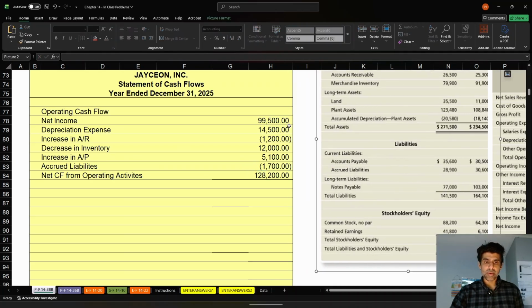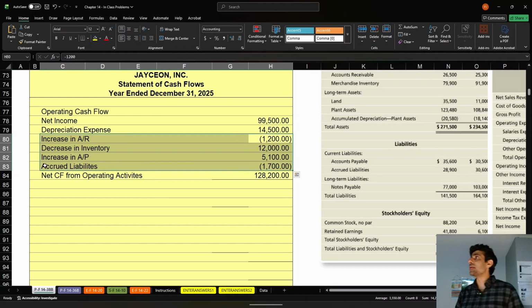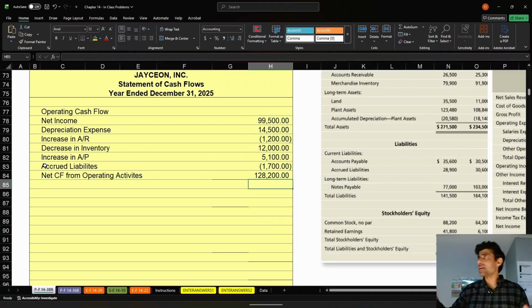Okay. So again, we started with net income, and now we've adjusted for the non-cash expense here, depreciation expense, and then these changes in our current assets and liabilities, representing how much cash was either fronted, in the case of accrued liabilities, or we sold on credit and haven't collected the cash yet. Okay, so now let's make sure this all ties together. I'm just going to add up all this stuff. And yes, we got to the right answer.